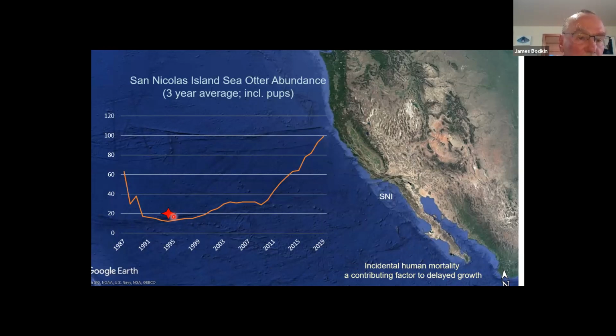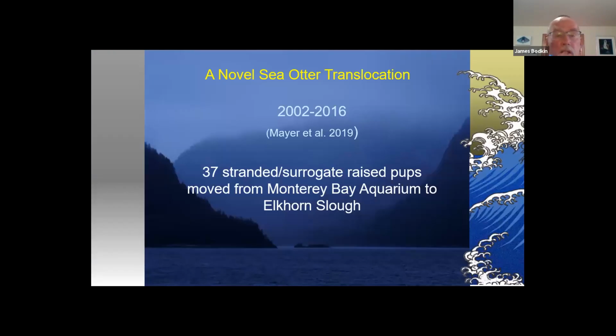So keep in mind where this is, 5 years, and you're going to see another plot in a few minutes. That star is going to be there as well. Okay, the next translocation, I'm going to call it a novel translocation because it differs substantially from the translocations that you've heard about previously. And this is reported by Carl Mayer and his authors in a paper in 2019.